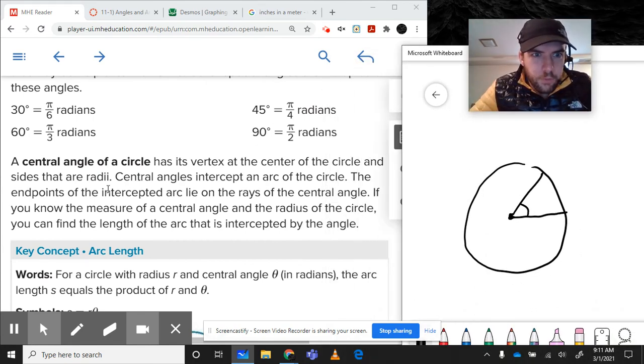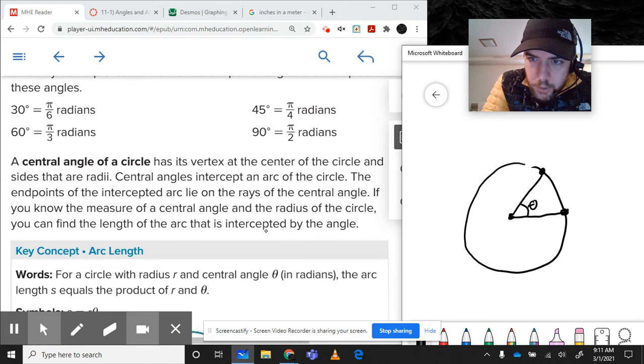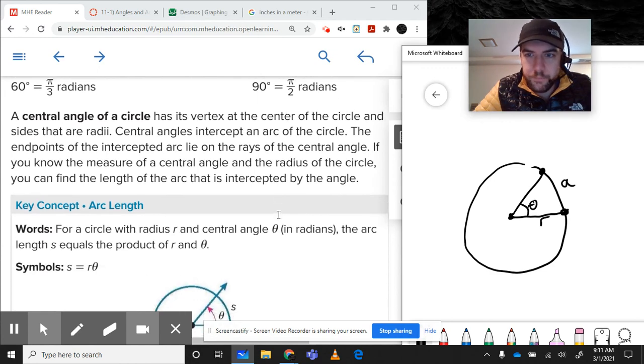The endpoints of the intercepted arc lie on the rays of the central angle. Yes, they do. They are at the end of those rays. If you know the measure of a central angle and the radius of the circle, you can find the length of the arc that is intercepted by the angle. So they're saying if we know this angle and we know the radius of the circle, we should be able to figure out what this arc length is.